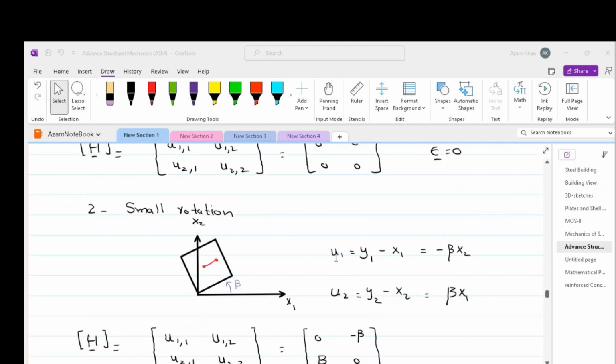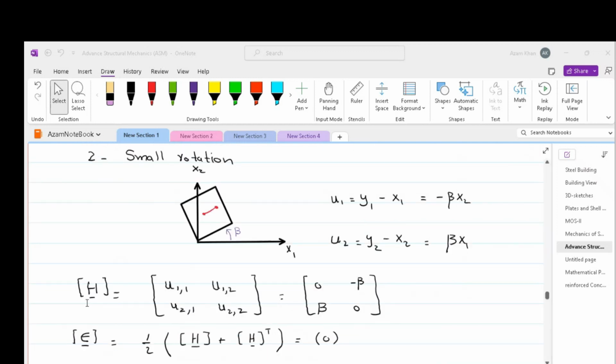So we define our displacements now as u1 equal to minus beta x2 and u2 equal to beta x1. Please note that u1 is the displacement in the x1 direction, so that displacement is negative, and u2 is the displacement in the x2 direction, which is positive. We are simply using the sector length formula, s is equal to r theta.